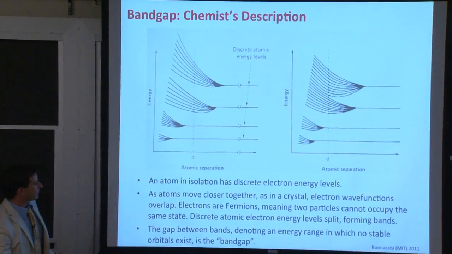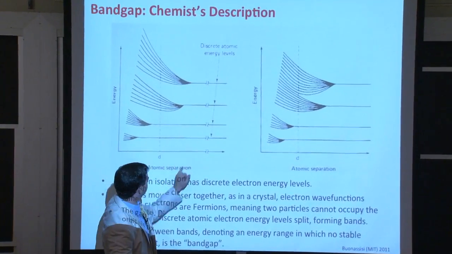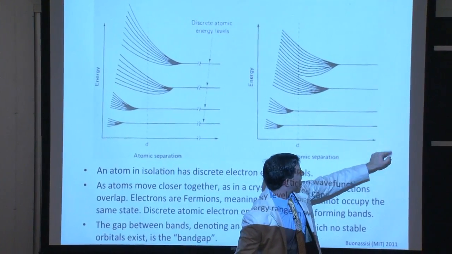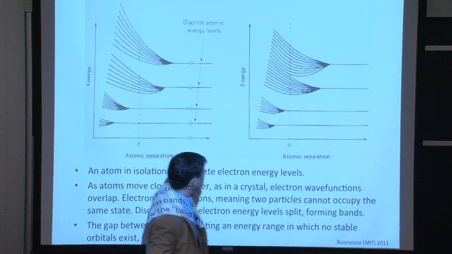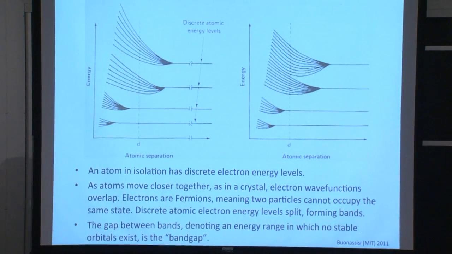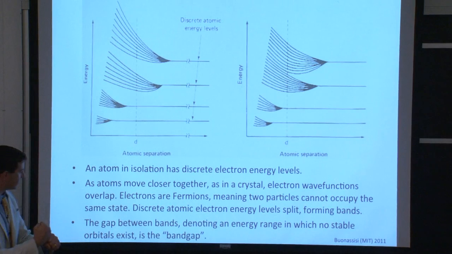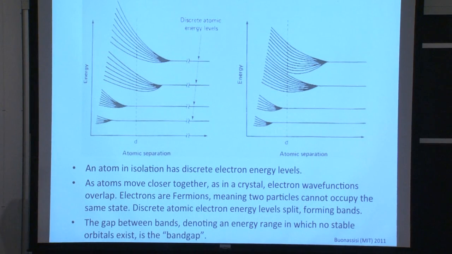An atom in isolation has discrete electron energy levels. And on this diagram right here, it's represented with this D, the atomic separation, being way out here. We have discrete energy levels, and we can remember that from our basic physics, especially the hydrogen atom. As atoms move closer together, as in a crystal, where you have a regularly repeating arrangement of atoms, the electron wave functions begin overlapping. And since electrons are fermions, meaning that two electrons can't occupy the same state, you have a splitting of those energy levels forming bands.